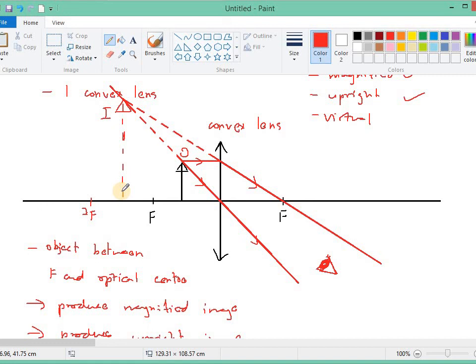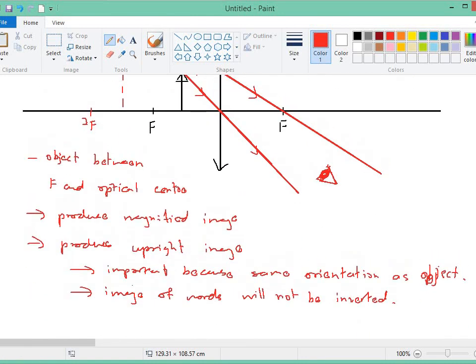Alright, so to summarize, a magnifying glass is basically just one convex lens. You take one convex lens and put the object between the focal point and optical center, then you can get an image that is magnified and upright. Then the convex lens is functioning as a magnifying glass. Just like that.